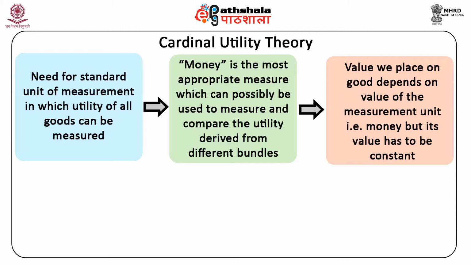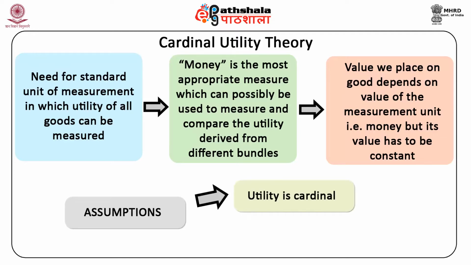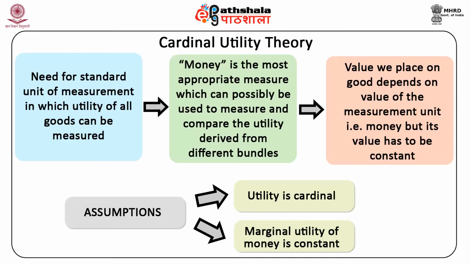It should not be the case that as you get richer, the value of an extra rupee diminishes, or as the money left with you gets smaller and smaller, we start valuing it more, so that the marginal utility of money keeps on increasing. Hence, there are certain assumptions on which this theory is based. A. The utility is cardinal, which means it can be measured quantitatively. B. The marginal utility of money is constant.